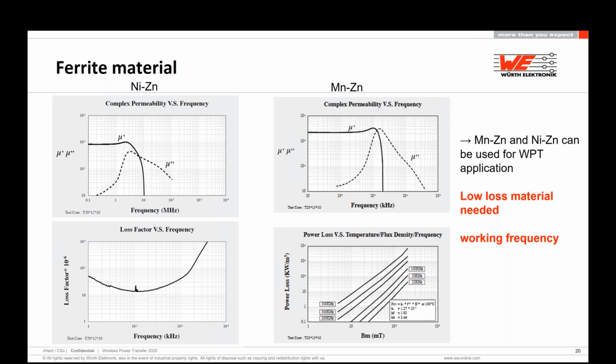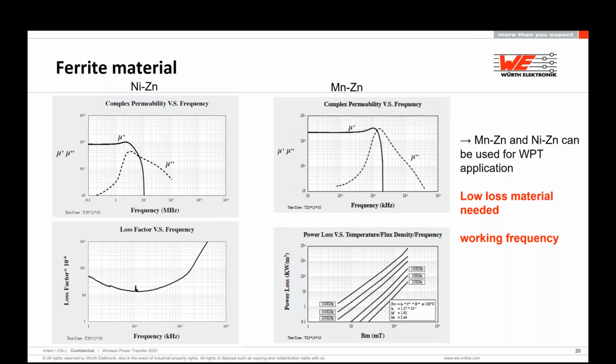The mu double prime curve shows the losses, the AC losses inside the material. So depending on which frequency we are working in, this material must be chosen. The power losses at, for example, the manganese zinc in the range of 100 kilohertz are very low. Also the same for the nickel zinc. But with the nickel zinc in this range, the permeability is a little bit lower.